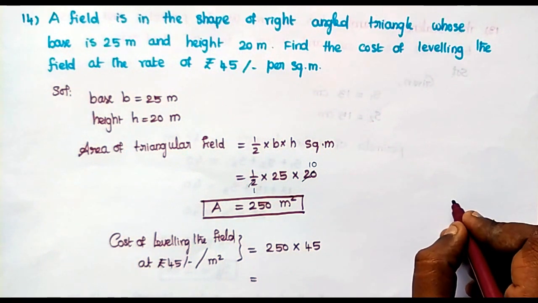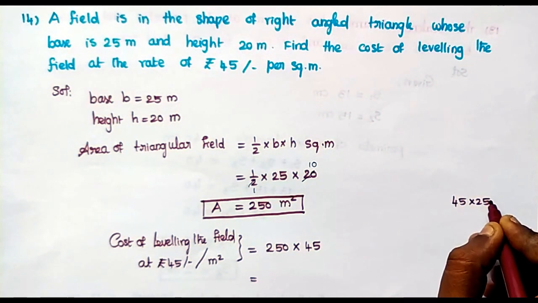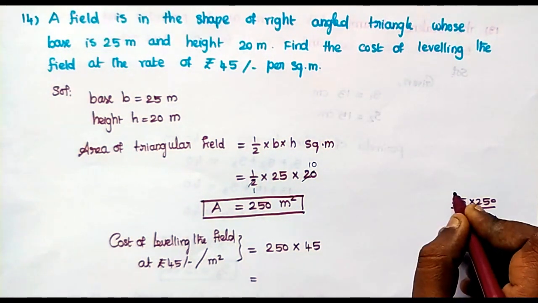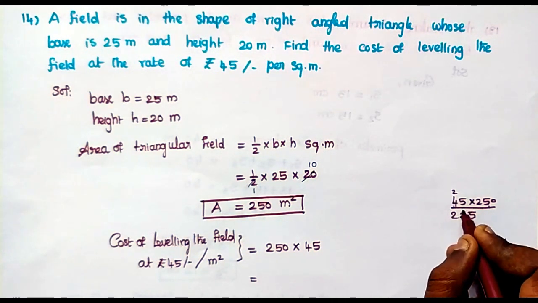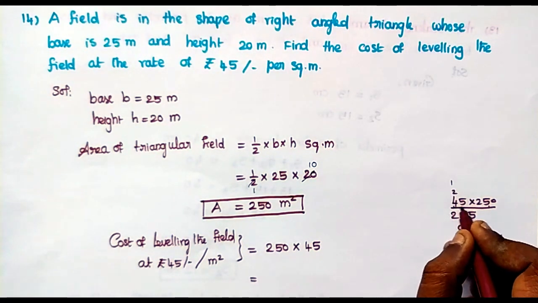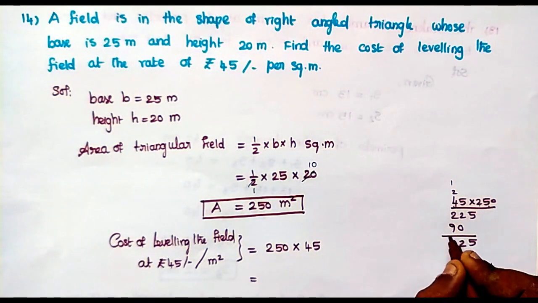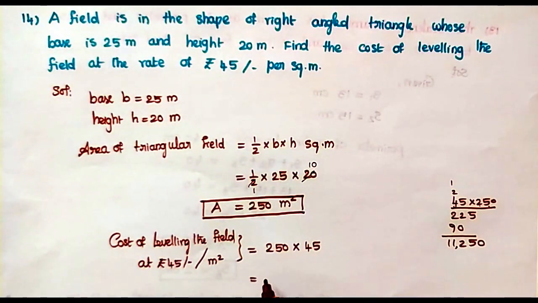Multiply these numbers. 45 into 25. 5 5s are 25. Carry over 2. 4 5s are 20, 22. And 5 2s are 10. Carry over 1. 4 2s are 8, 9. Put the 0. So 11,250 rupees. That is the answer.